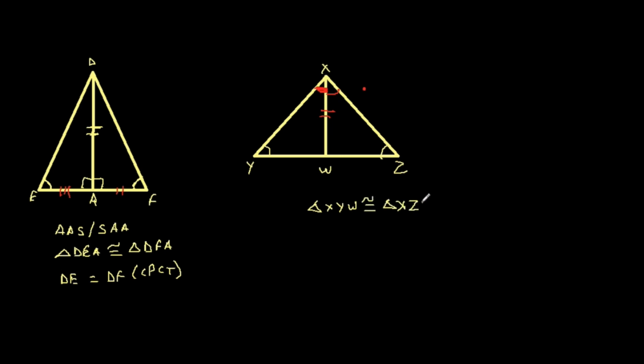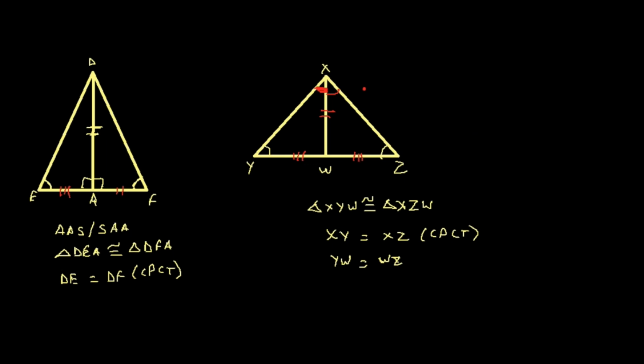And if that is the case, we can say that XY is equal to XZ. Again, by CPCT or corresponding parts of congruent triangles, they are going to be equal. And again, like in the previous example, the proof is the same for proving this also, that an angle bisector in an isosceles triangle will divide the opposite side in equal parts. So we can say that YW is also equal to WZ.